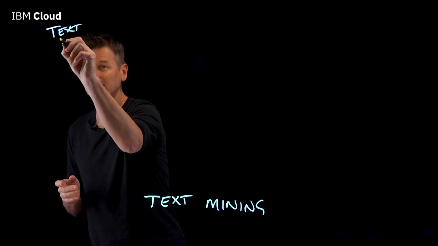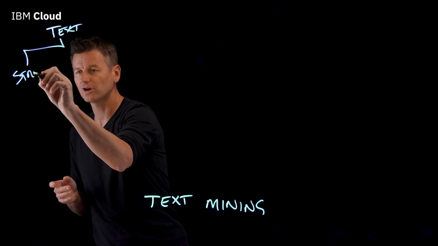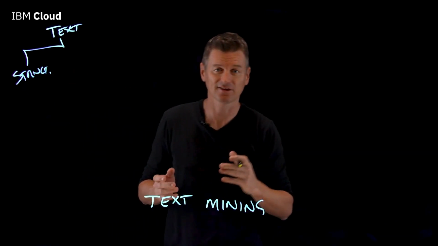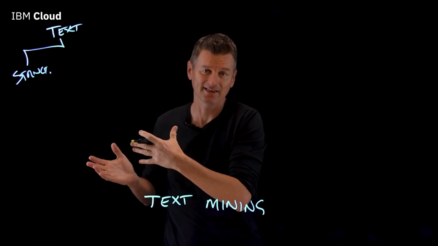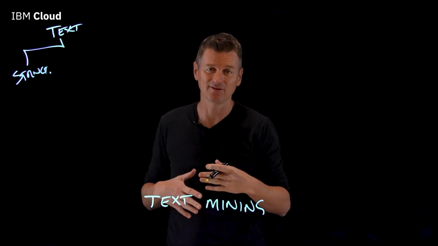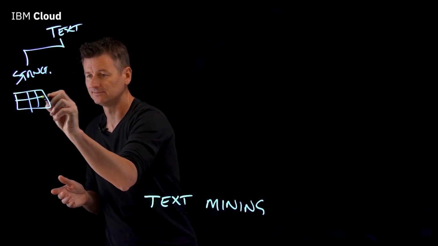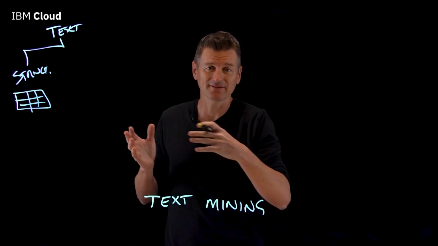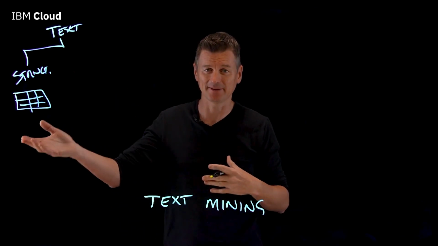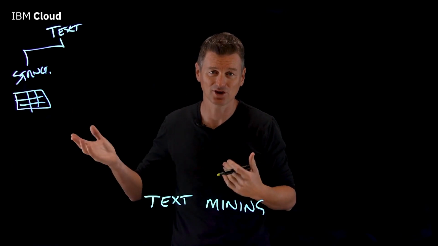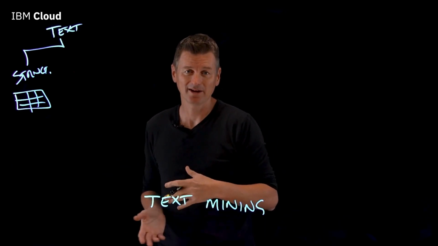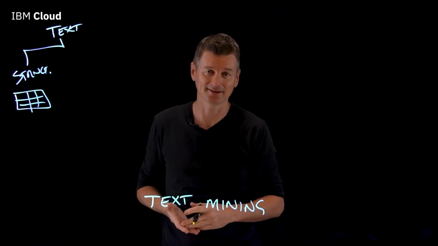Well, if we break text down, there's structured text, or structured data, which is standardized into a tabular format with rows and columns. So this makes it very easy to process. Think of a database table or a spreadsheet. It's easy to query, easy to filter and to analyze.